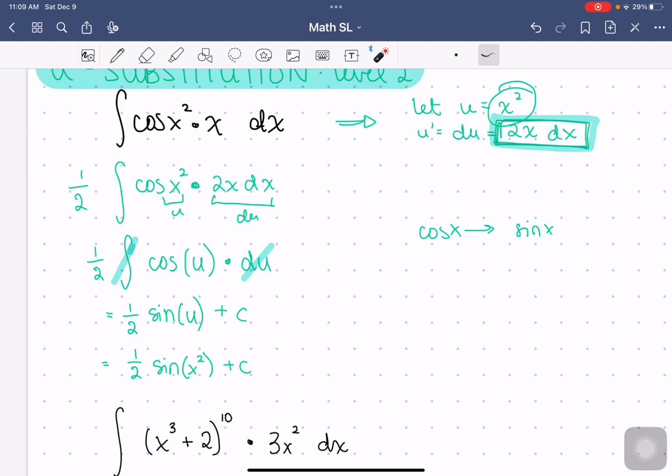So we were left with half sine u. Obviously, we have to add our plus c. So we added our plus c. And then at the end, we replaced our u with our starting substitution. And boom, that is our integral.